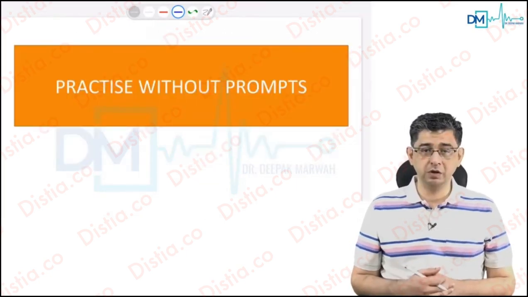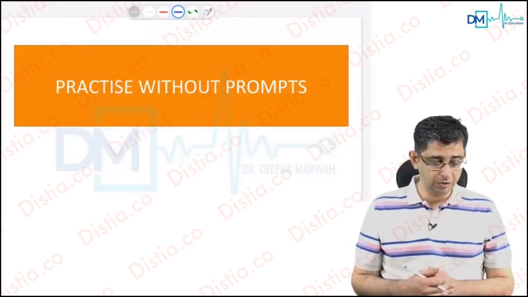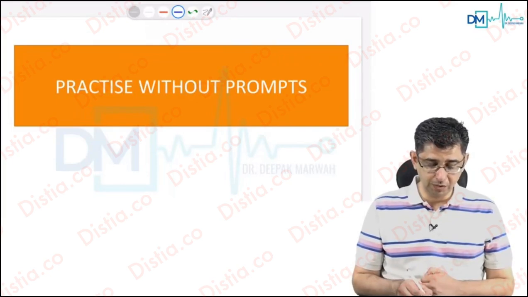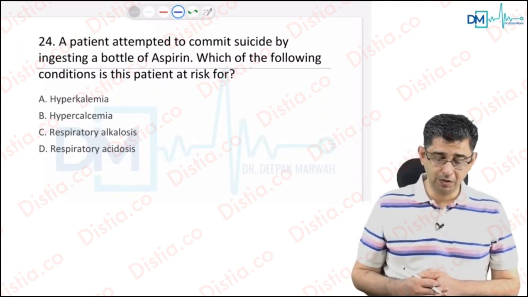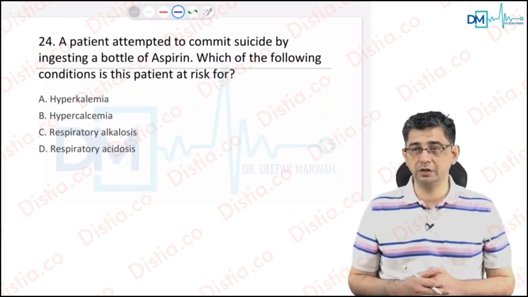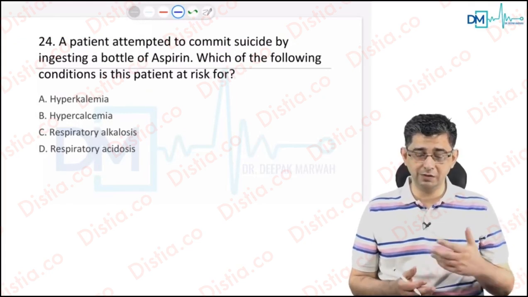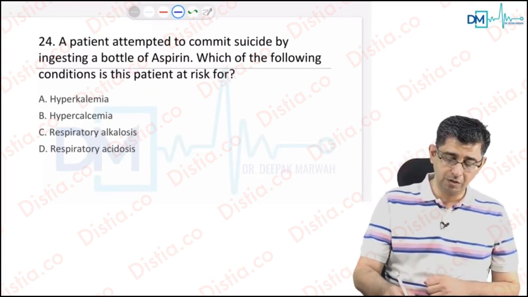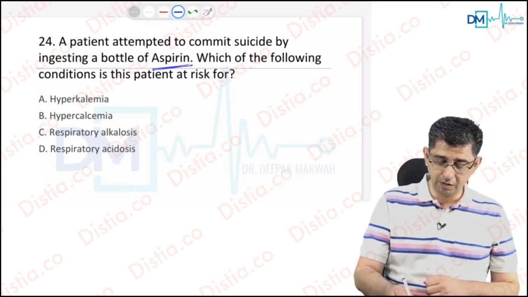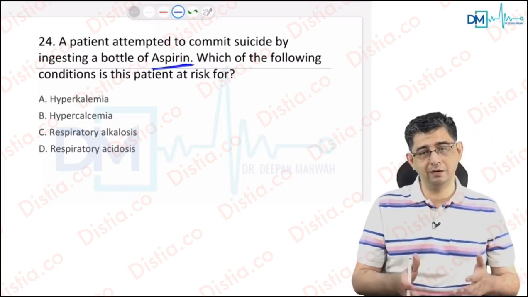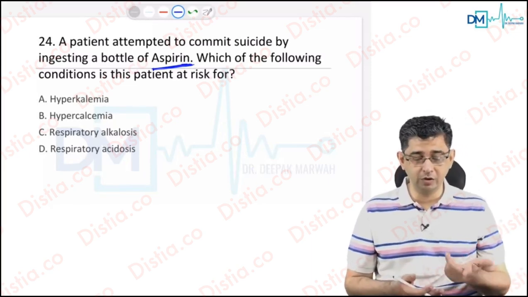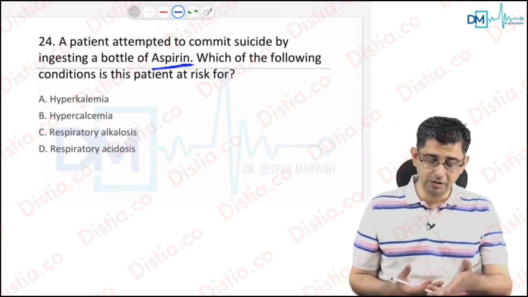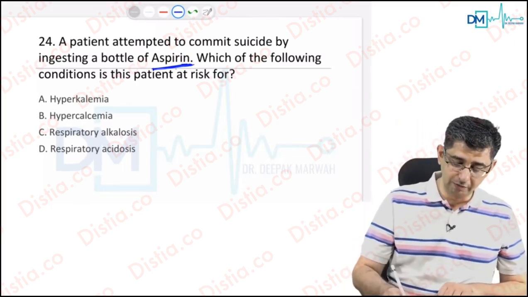In the next question, we'll talk about multiple other ABG scenarios, but this time I'll make you practice without any prompts. The question says a patient, I'll not mention in advance whether it's metabolic acidosis or alkalosis, we'll simply evaluate. A patient tried to commit suicide by ingesting a bottle of aspirin. You can see that the question has been created only for the heck of it, because nobody will try to commit suicide with aspirin. Anyway, a crazy chap is trying to commit suicide with aspirin.